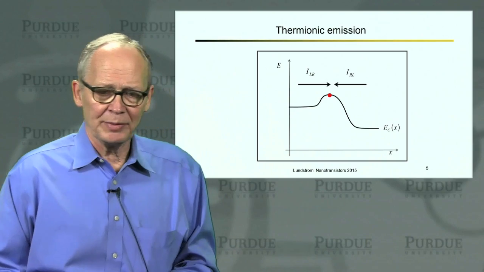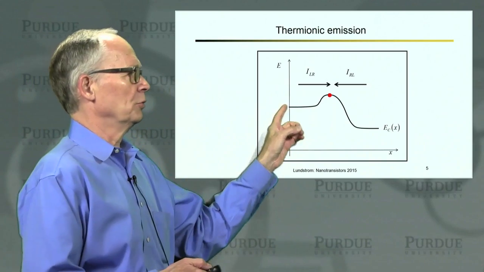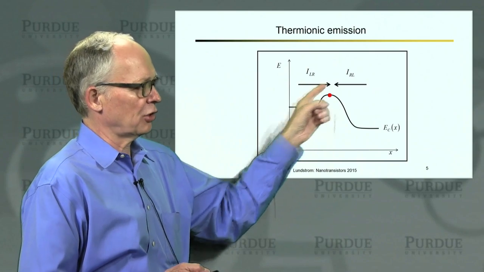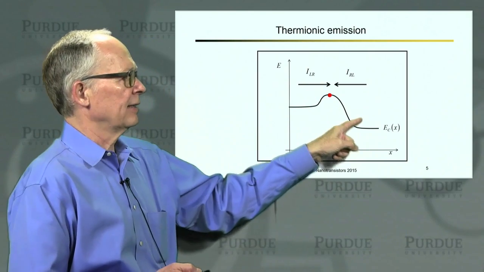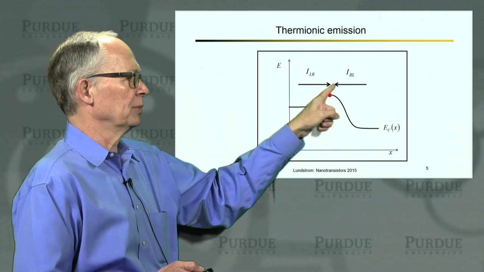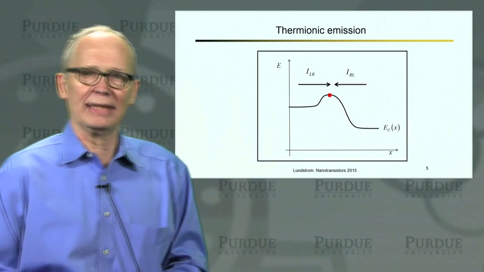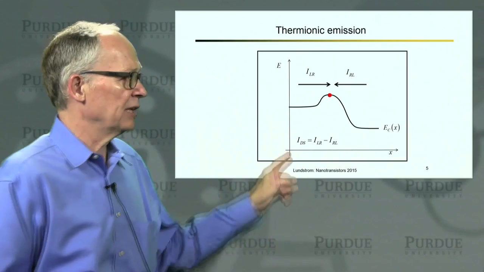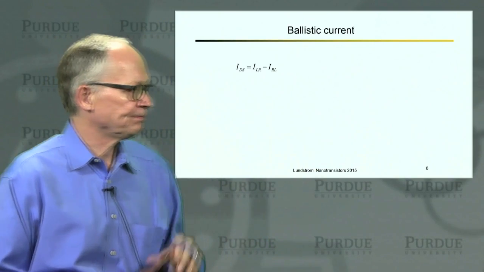All right, now we're going to be interested in current flow. So the electrons that hop over the barrier from the source, they give me a current from the left to the right. The electrons that hop over the barrier from the drain, they give me a current from the right to the left. And the net current that we're interested in is just the difference between the two.